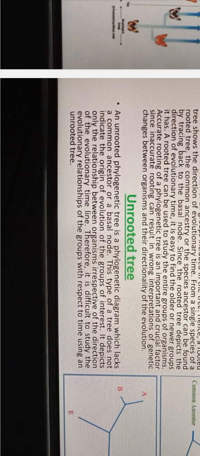An unrooted phylogenetic tree is a phylogenetic diagram which lacks a common ancestor or a basal node. This type of tree does not indicate the origin or the evolution of the groups of interest. It depicts only the relationships between organisms.